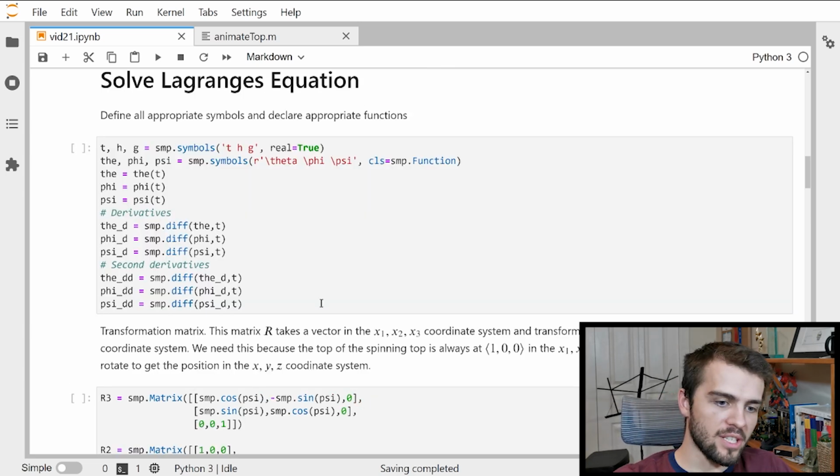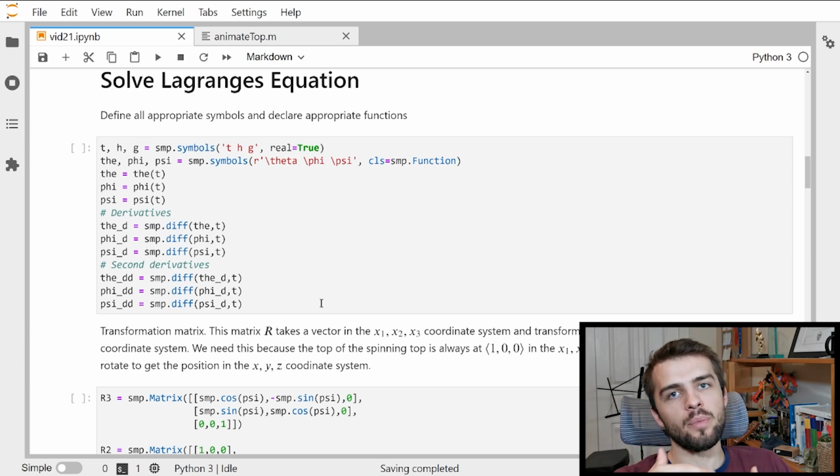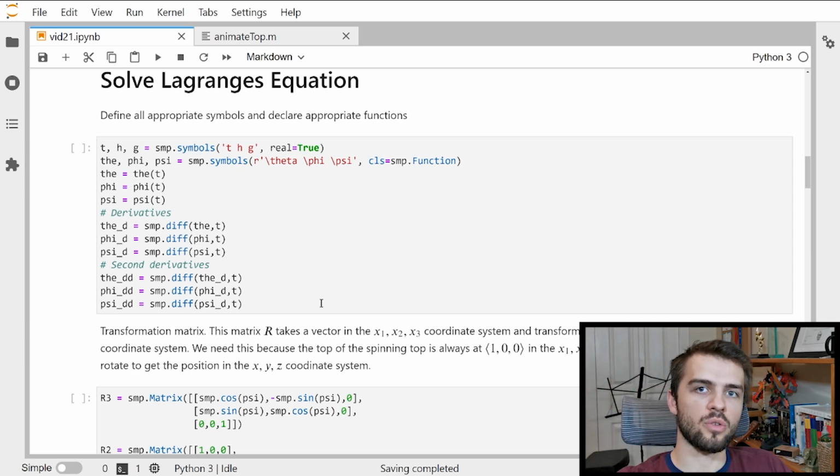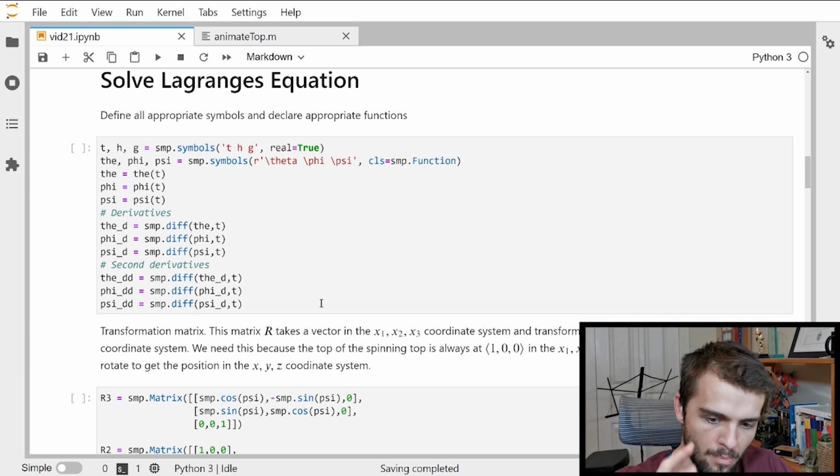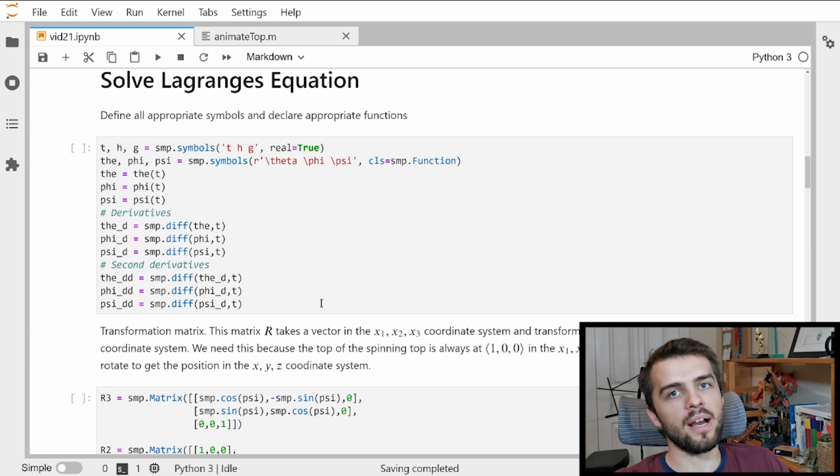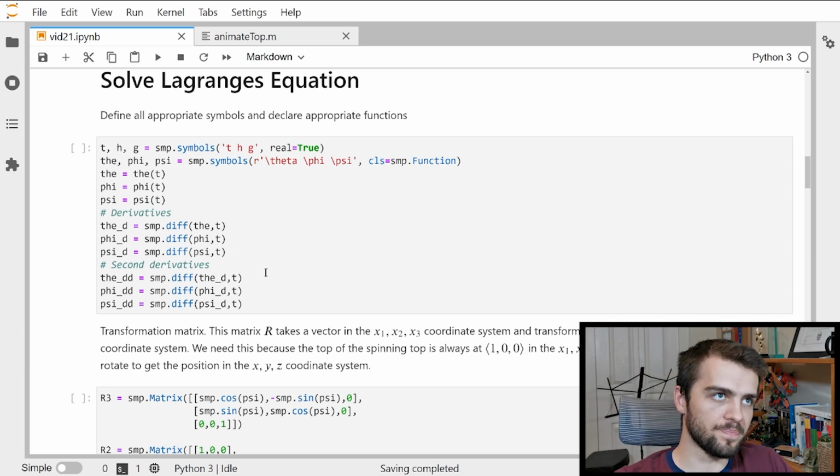So now we start getting into the code. We want to set up everything so that we can solve Lagrange's equation. We want to get equations that we can solve numerically. And to do that, we need to take a bunch of derivatives of Lagrange's equations and find the equations of motion. This is a real pain to do by hand, but using the symbolic power of SymPy on the computer, this is very easy to do.